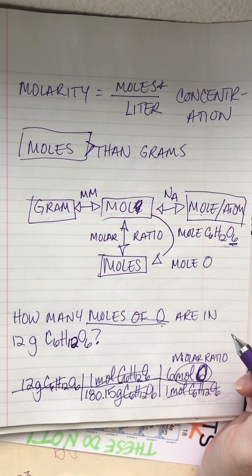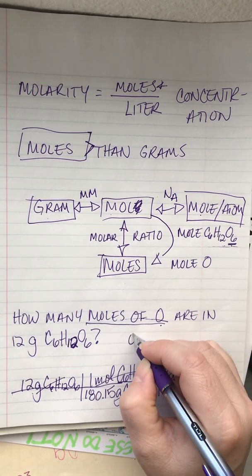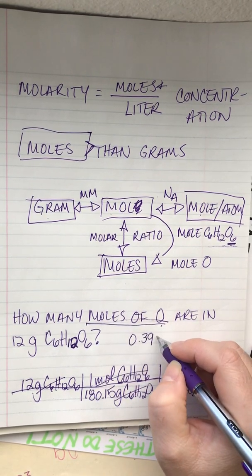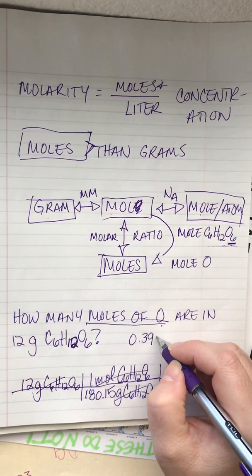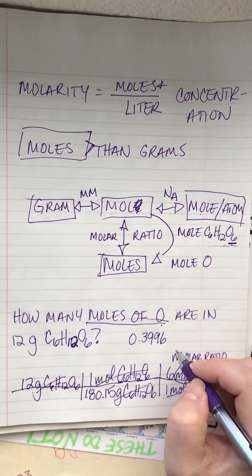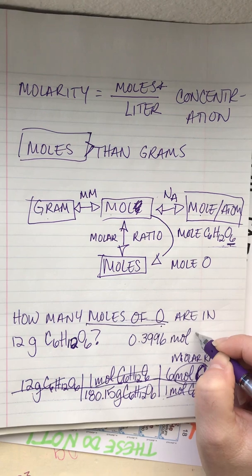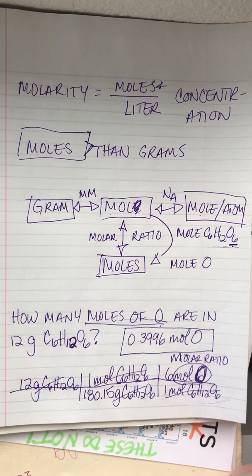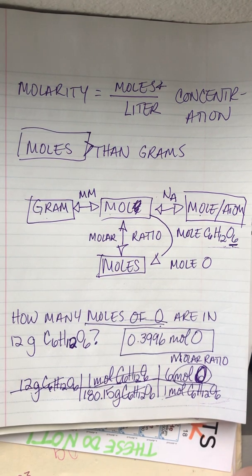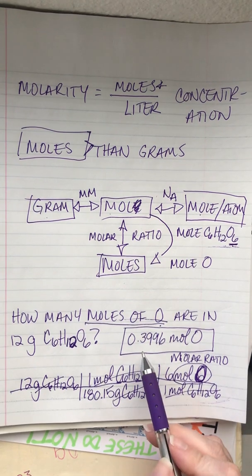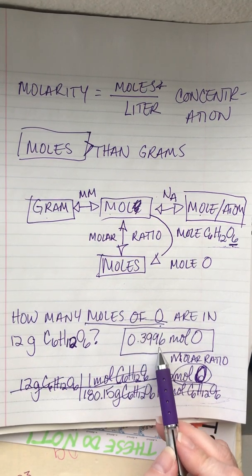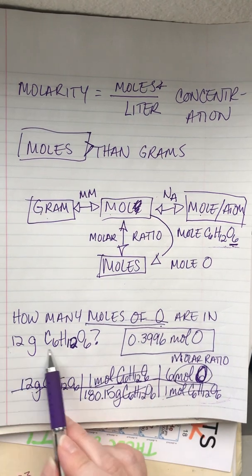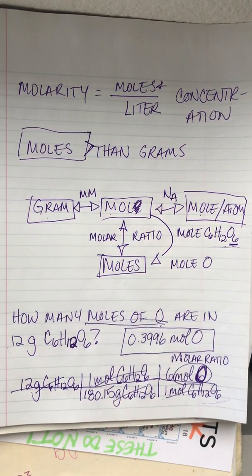What'd you get? Getting like a super long number. I got 0.3996. That sounds right. I did too, but then I just made it 4. 0.3996. Yeah, basically samesies. So there's 0.3996 moles of oxygen in 12 grams of glucose. Exactly.